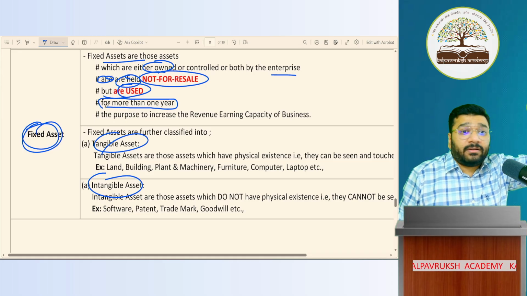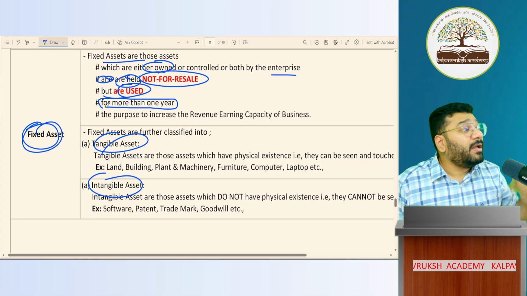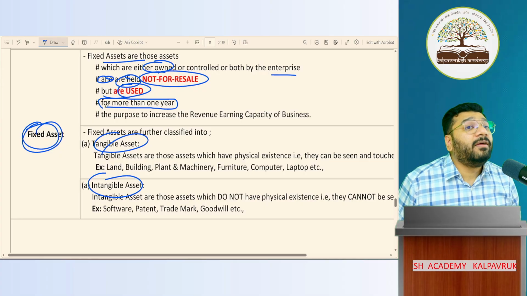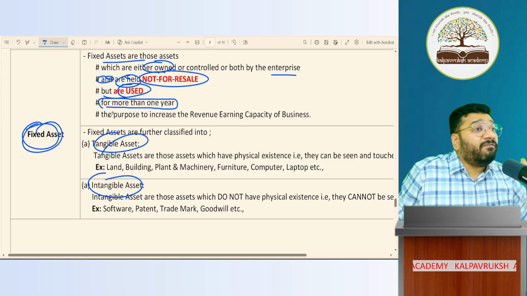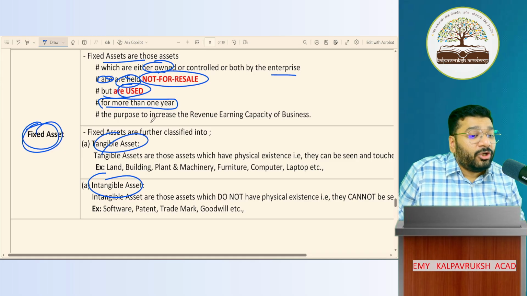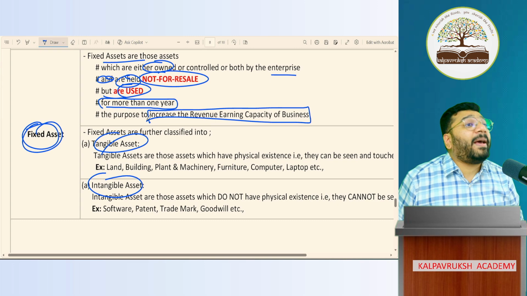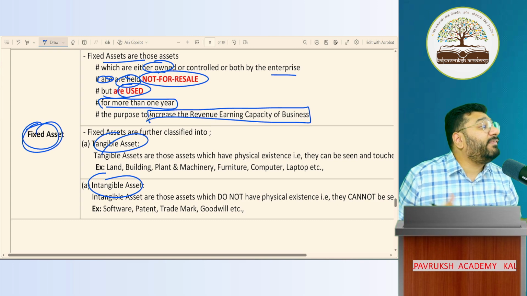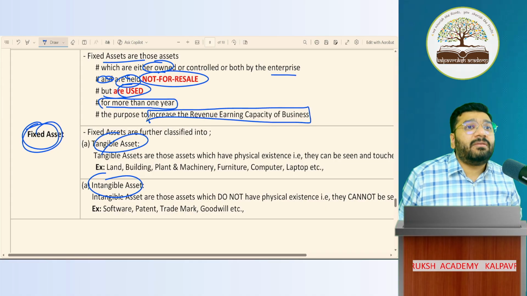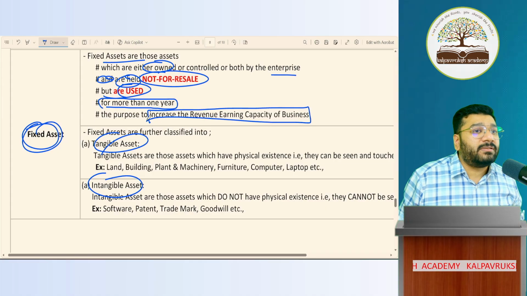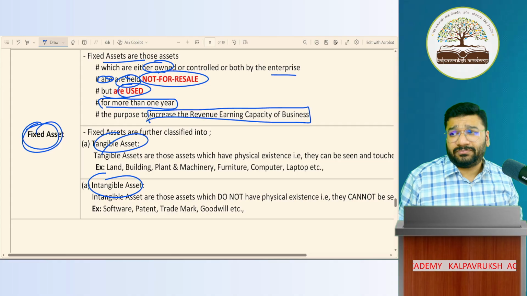So this projector, this laptop, this camera I purchased, my intention is to use for more than 1 year. Why am I using this? To increase the revenue earning capacity of the business, so that I can earn revenue, so that I can make money, so that I can make profit in the business. Got it? Not got it?